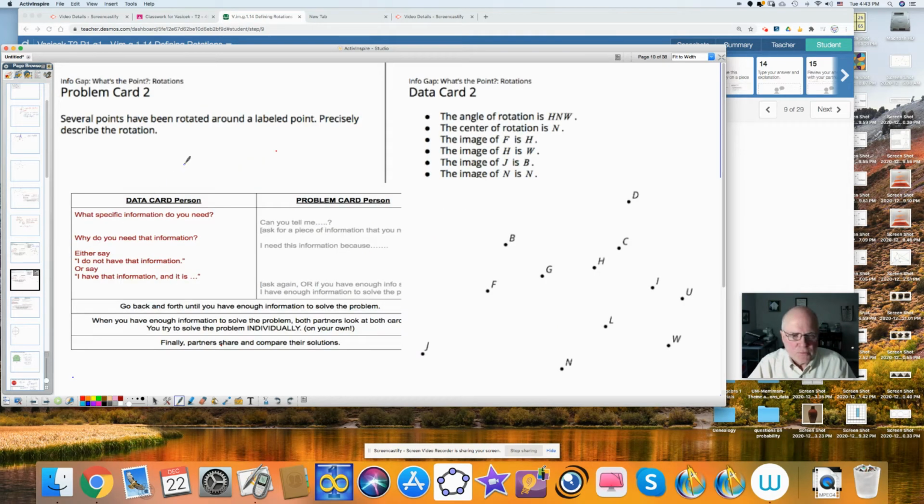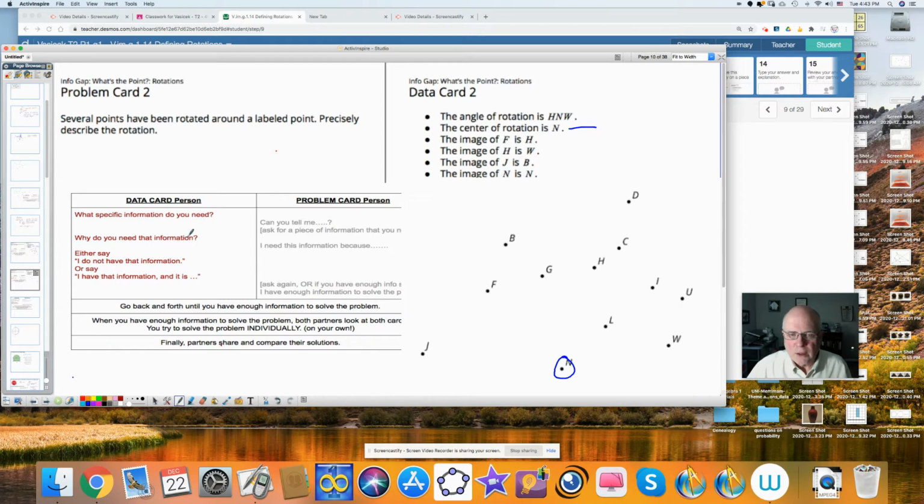And so the person says, oh, okay, fine. What specific information do you need, data card person? Can you tell me the center of rotation? Why do you need that information? I'm trying to describe the rotation. I need to know the center. And the person says, oh, I have that information. The center of rotation is N. So on my problem card, I'll write, this is my center. Yay. What specific information do you need?